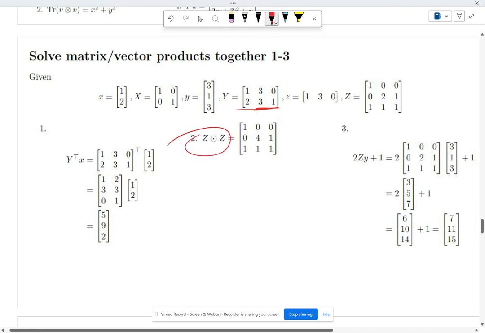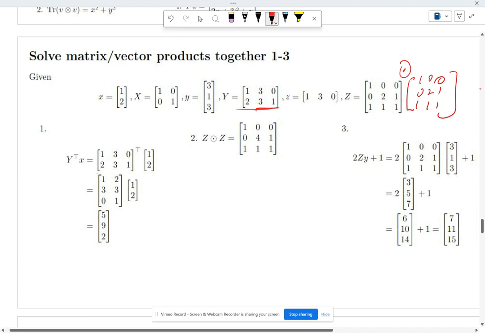Now, this is a Hadamard product. It's very easy. You just take this and multiply by itself. 1, 0, 0, 0, 2, 1, 1, 1, 1. Okay, and then you can quickly see how we end up getting this. So this is a Hadamard product.